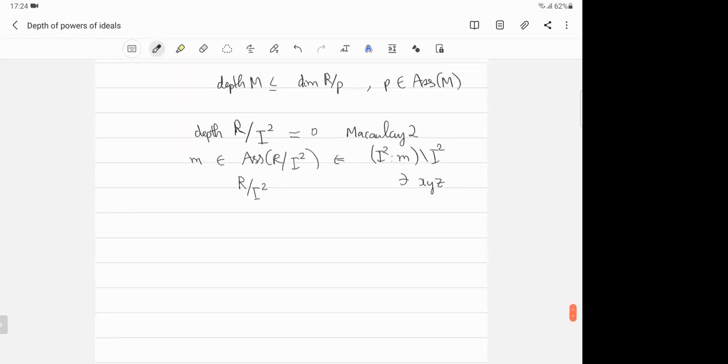Xyz gives you a so-called socle element in R mod I squared. After you know the result, this is a little bit cheating, but then you can prove easily that it is true, that the depth of R mod I squared is 0, and so we conclude that the depth of R mod I to the n is 1 if n equals 1 and 0 otherwise.